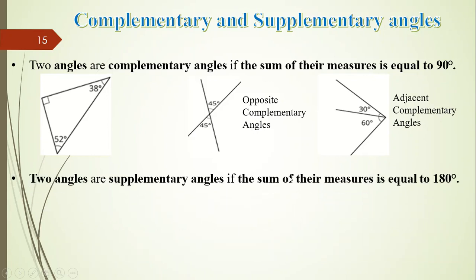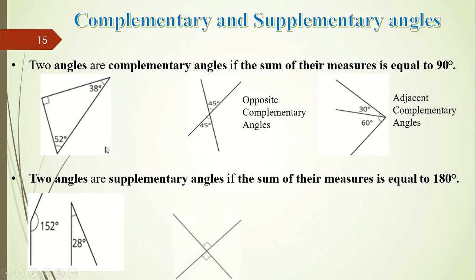Two angles are supplementary angles if the sum of their measures is equal to 180. So if you have two angles, if we add 152 to 28, it gives 180. So these two angles are supplementary.